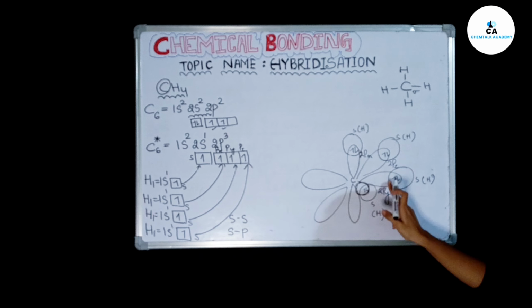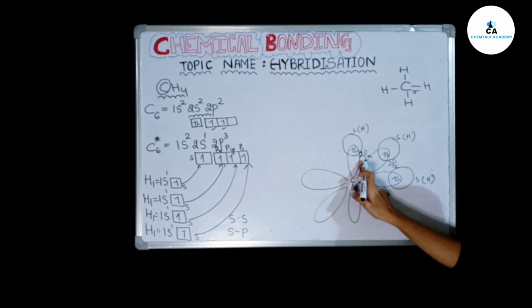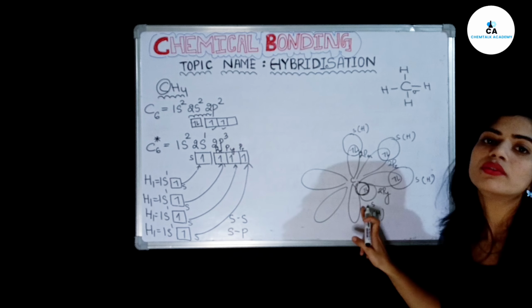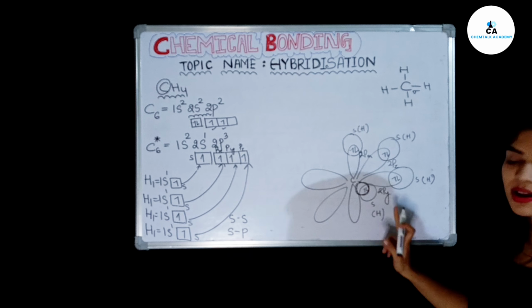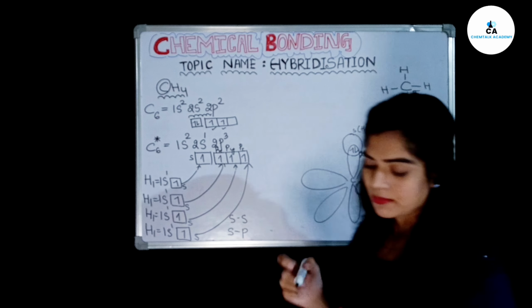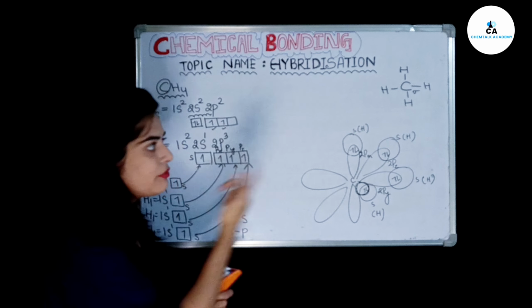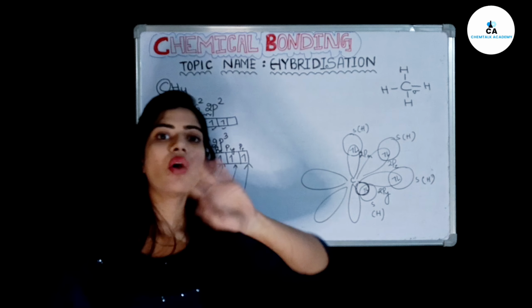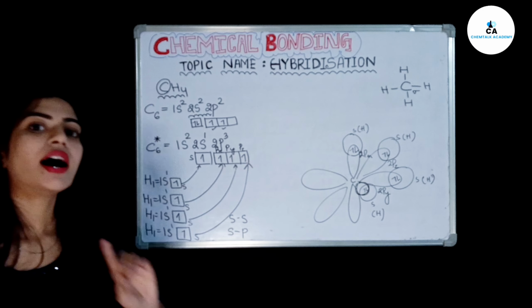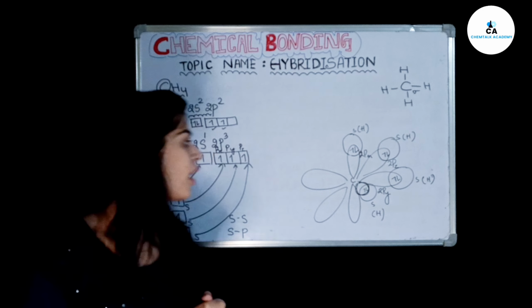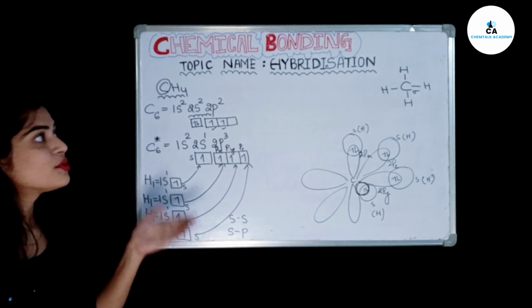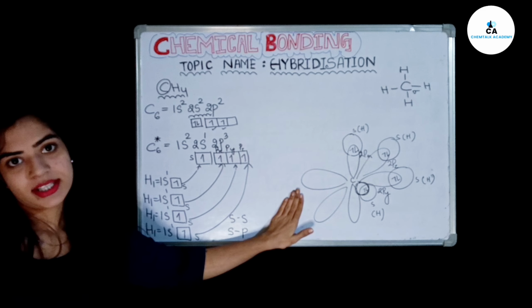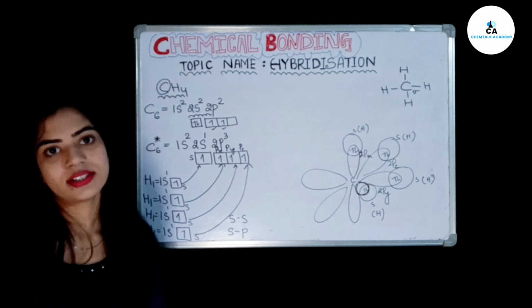These 3 overlappings are between S and P. Clear? But one overlapping is between S and S. So theoretically, one bond should be different. But experimentally we find that all the 4 bonds formed by carbon are equal. Then how is it possible? To overcome this circumstance, the hybridization concept came.